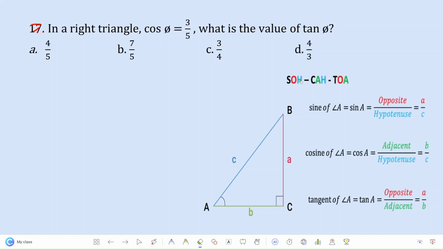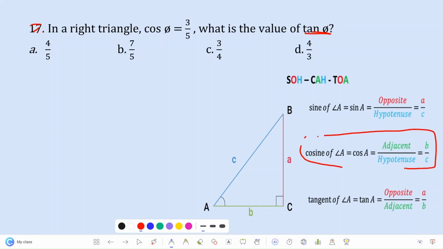Now, ang problem natin dito, ang right triangle daw, ang cosine theta is equal to 3 over 5. So, ang hinahanap natin, what is the value of tangent theta? So, alam natin ang cosine of A is equal to adjacent over the hypotenuse. So, ang 3 natin is the adjacent at ang 5 natin is the hypotenuse. So, meaning, kung ilalagay natin doon sa ating right triangle, ang cosine of A is equal to adjacent. Ito yung 3 at ito yung 5. Okay?